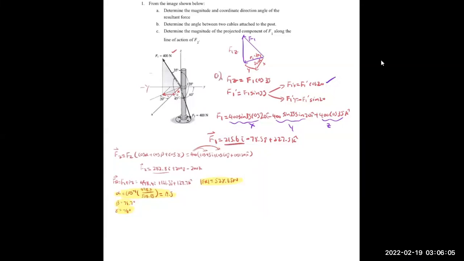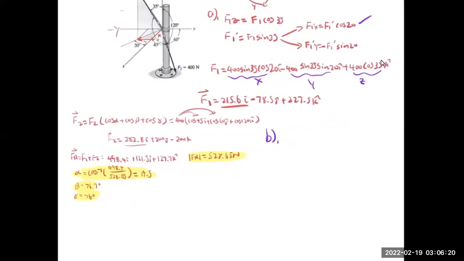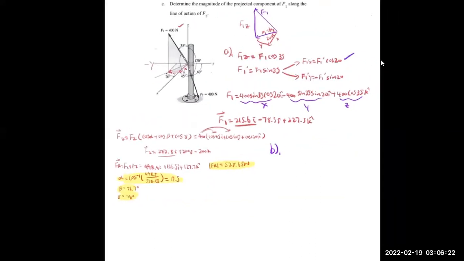That's why part B, let me use a different color. So for part B, it's asking to determine the angle between two cables attached to posts. So we need to determine the angle between these two angles, which we're going to use this formula right here.